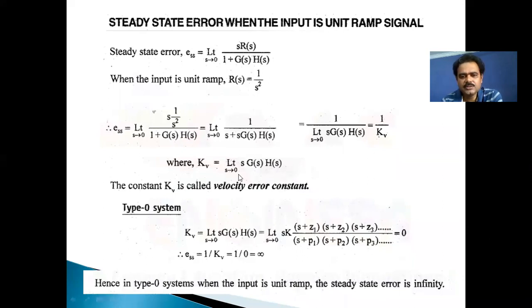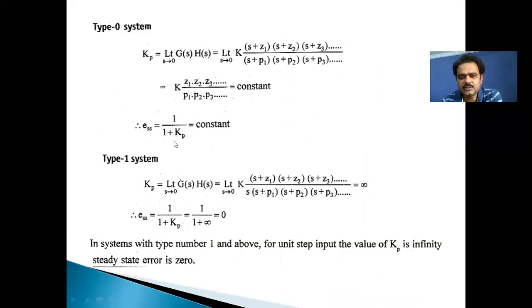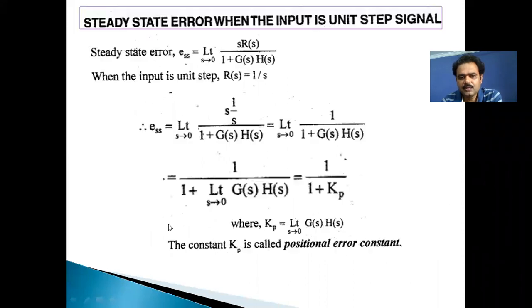The position error constant, Kp, is limit s tends to 0, g of s into h of s. So this is the position error constant. The velocity error constant means limit s tends to 0, s into g of s into h of s. Only the difference is s.